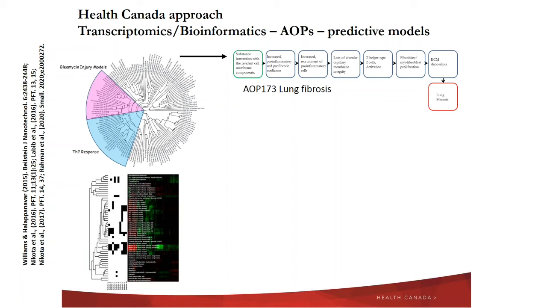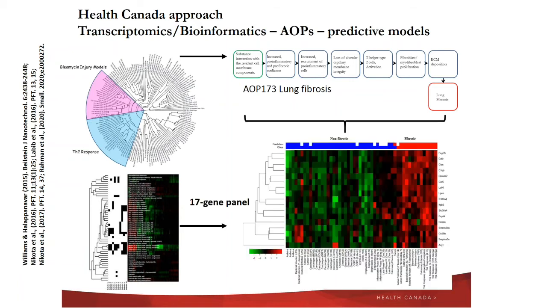From this bi-clustering analysis, we came up with a 17-gene panel that we think, and we show, is predictive of lung fibrosis as we have explained it in the AOP173. The 17-gene panel consists of 17 individual genes that are associated with the multiple key events in the AOP173, and is therefore well suited for assessing or predicting lung fibrosis using in vitro or ex vivo models.